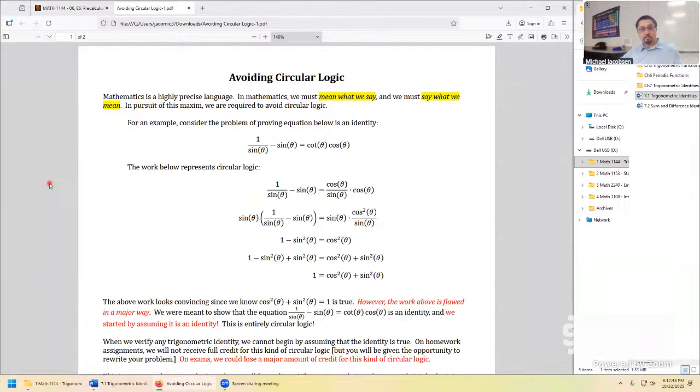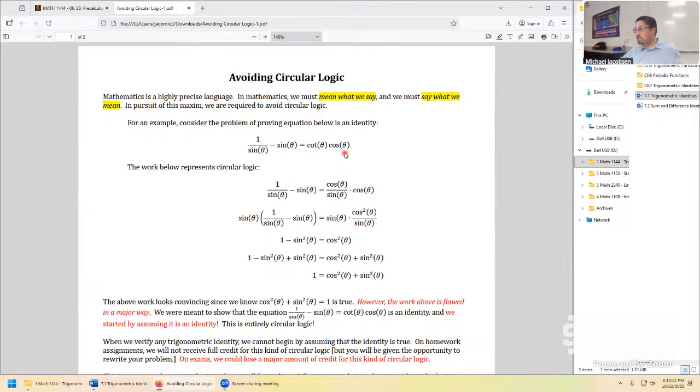So in mathematics, the big maxim that we say often is we have to mean what we say, we have to say what we mean. And this is what avoiding circular logic is all about and how it can present itself, circular logic that is, in this course. So I'll highlight where circular logic appears in proving this identity here. It's just another random identity like the ones we've been doing in the notes. 1 over sine minus sine equals cotangent times cosine theta.